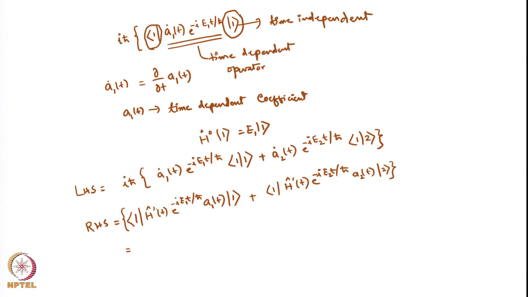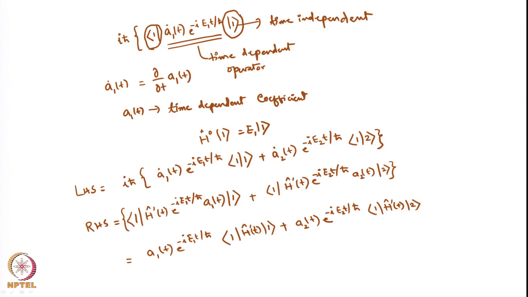Now, this I can slightly rewrite because of the arguments I used. It will be equal to a1 of t e to the power of minus i E1 t by h bar integral psi 1 star H prime of t psi 1, plus a2 of t e to the power of minus i E2 t by h bar integral psi 1 star H prime of t psi 2. So, that is your RHS. Now, let us equate RHS and LHS and see what we get.